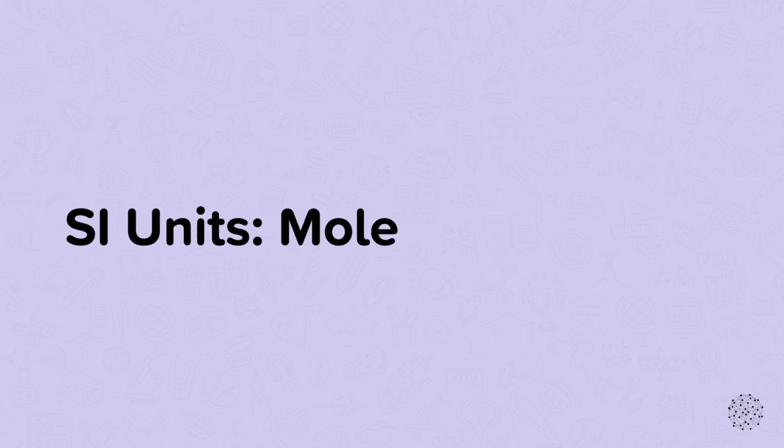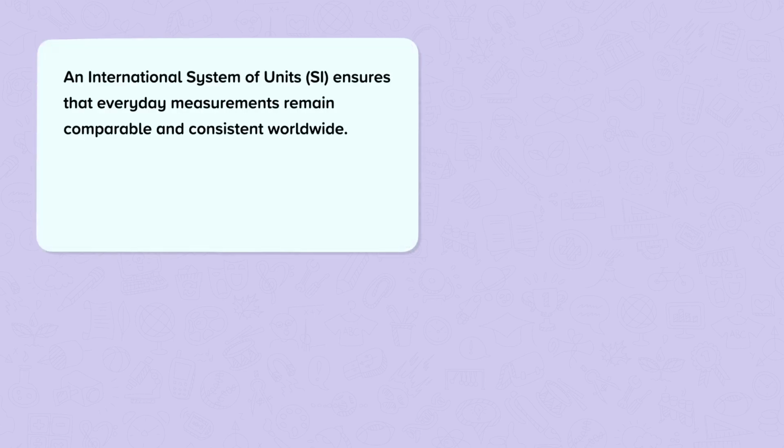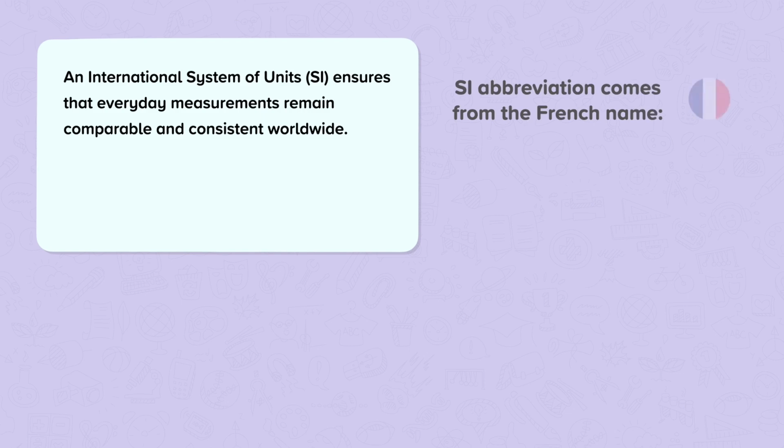In this nugget on SI units, we will be looking at the mole. An international system of units, the SI system, ensures that everyday measurements remain comparable and consistent worldwide. The SI abbreviation comes from the French name Système International d'Unité. Standardizing how mass is measured, for example, ensures that buyers know how much of a product they are buying internationally.